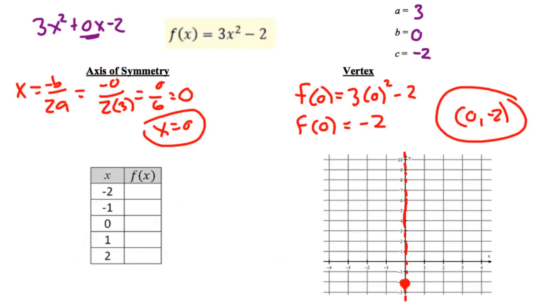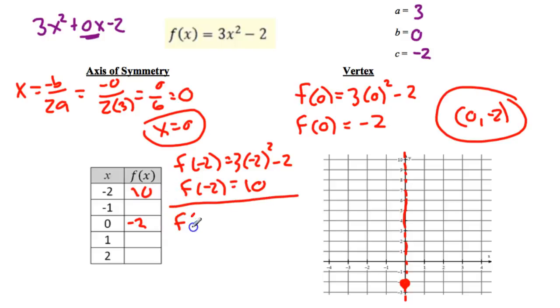Now we gotta fill the table out. I already know that 0 is going to give me -2. And instead of graphing it on Desmos, I'm gonna go old school. I'm just gonna fill them out. So let me start with the negative 2. F of negative 2 equals 3 times negative 2 squared minus 2. F of negative 2 equals, all right, negative 2 squared is 4. 4 times 3 is 12. 12 minus 2 is 10. So that is 10.